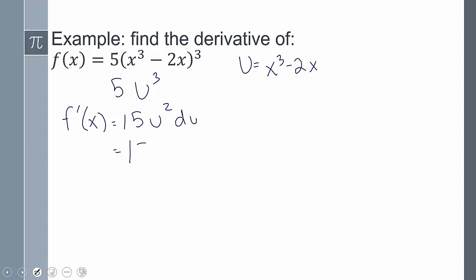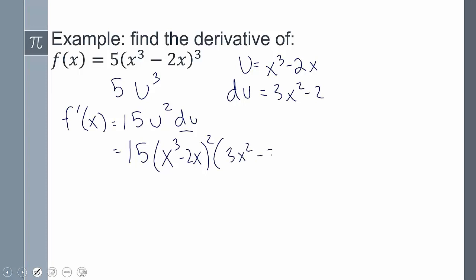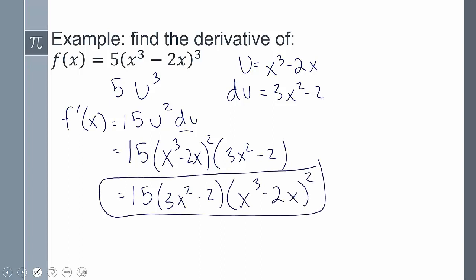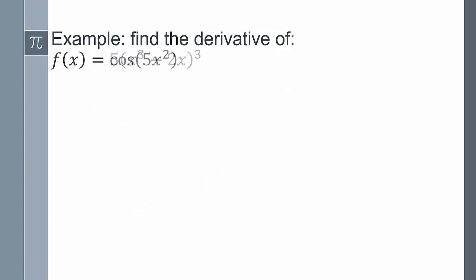And so this is 15. We said u is x cubed minus 2x. Now du, so I have to take the derivative of this, so I get 3x squared minus 2. And so this is an acceptable answer. I know it looks crazy, right? But that's an acceptable answer for our derivative. Let's look at another one.